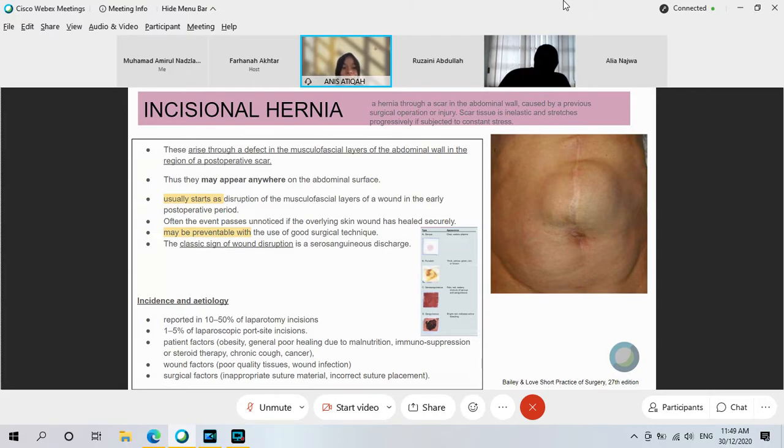Usually, it starts as disruption of the musculofascial layers of a wound in the early post-operative period. Often, the event passes unnoticed if the overlying skin wound has healed securely, meaning that if the surgical scar has already healed securely, sometimes the hernia may not be noticed. But this type of hernia can be preventable with good surgical technique.